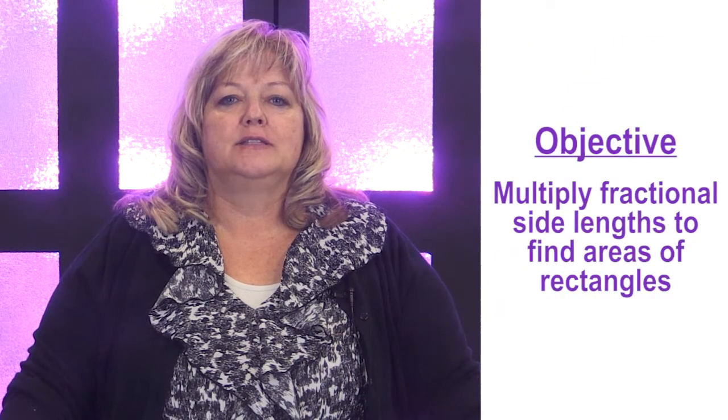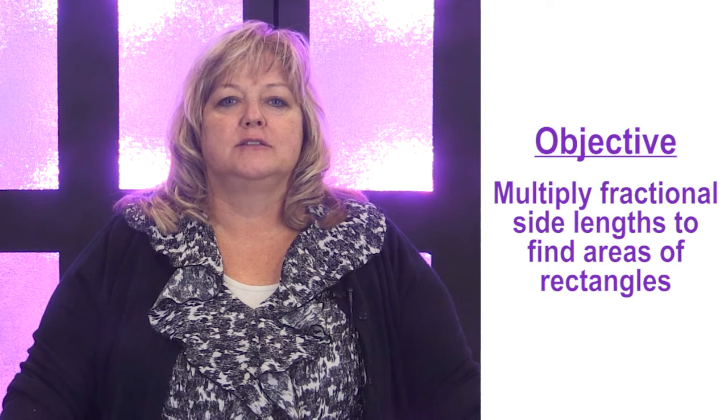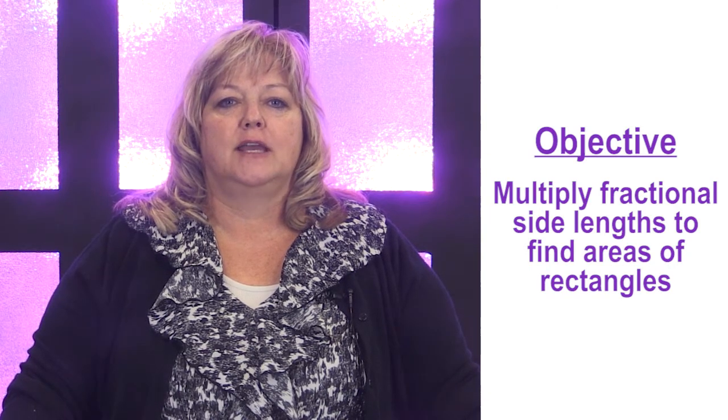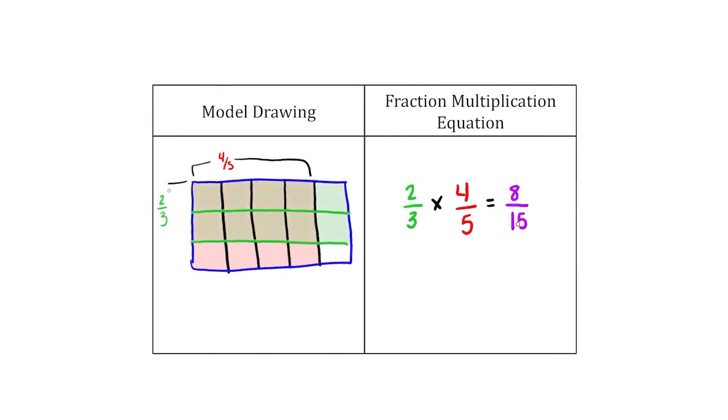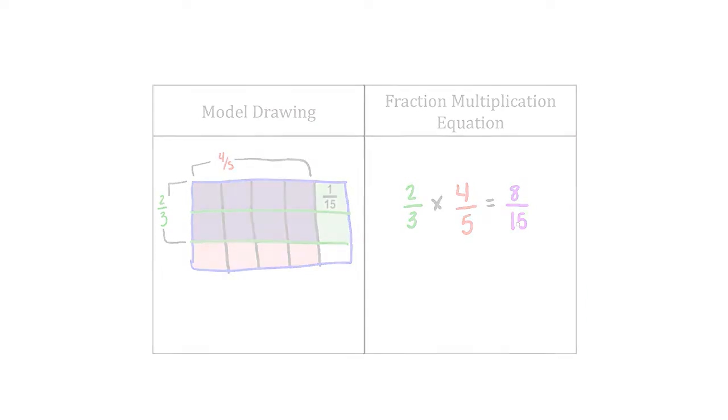The objective of this lesson is to multiply fractional side lengths to find areas of rectangles. In previous lessons, students have learned to multiply different types of fractions using model drawings. Students have also been taught that the dimensions of the area of a rectangle are demonstrated by using the first factor in the equation as the rows and the second factor in the equation as the columns. We will use this same model with fractions to determine the product of two fractions.